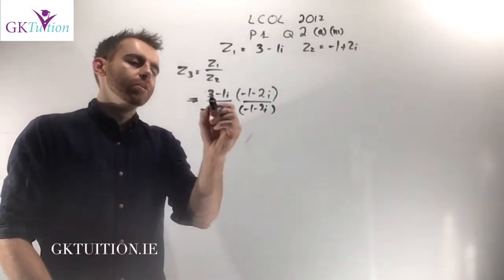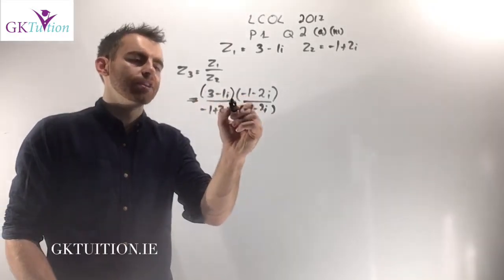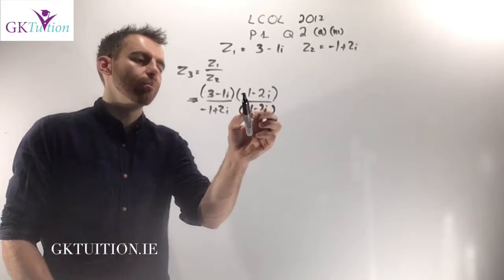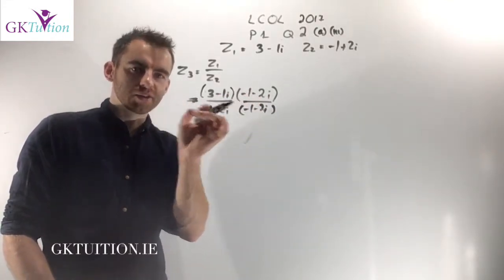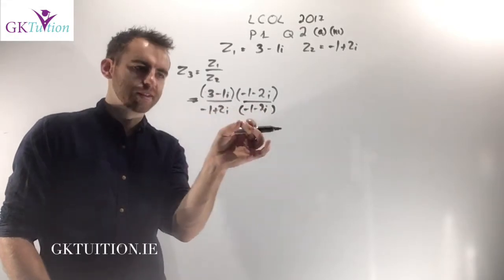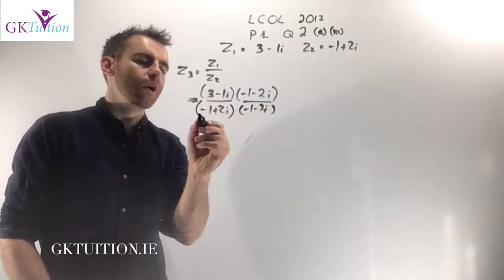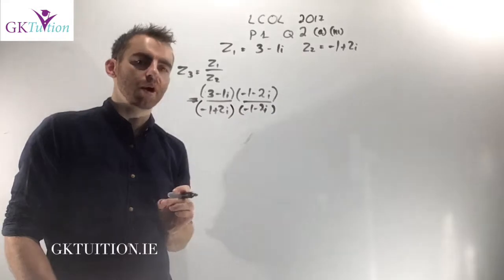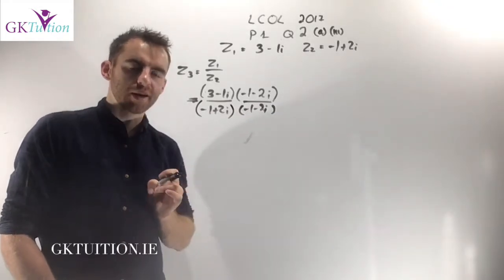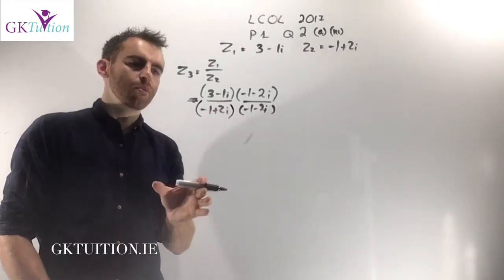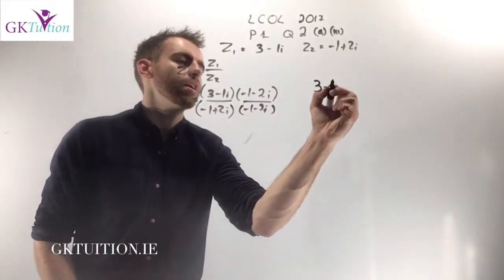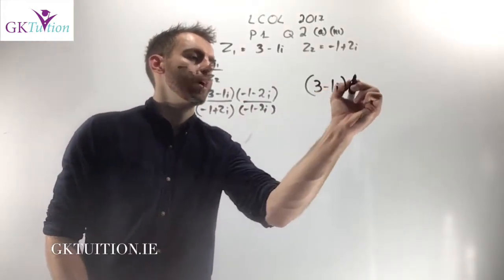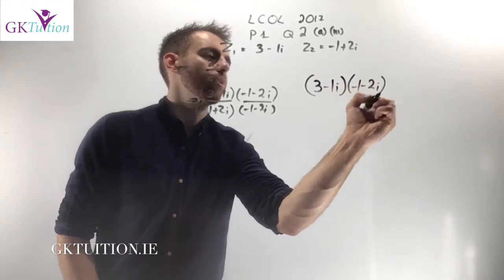Now, you need to realise that at the top of the fraction you have 3 minus 1i times minus 1 minus 2i. In order to simplify that, it's double brackets. You're going to have to multiply it out as double brackets. The same on the bottom. I have minus 1 plus 2i times minus 1 minus 2i. I'm going to have to multiply that out as double brackets. So for the moment, let's just worry about the top line. The top of the fraction, I have 3 minus 1i multiplied by minus 1 minus 2i.